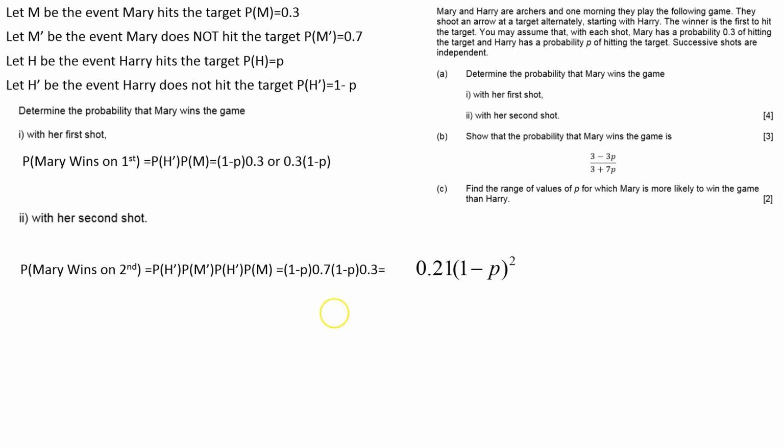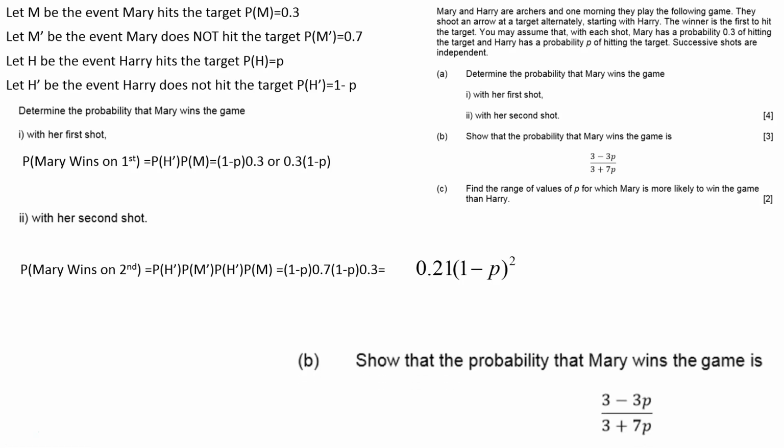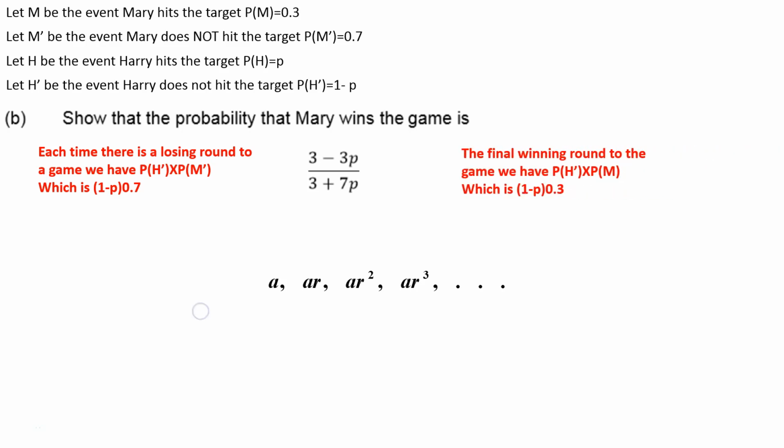So this idea that we have a complete round of failures, which if we proceed for Mary to win on her third game, would have 2 rounds of failures, followed by 1 final successful round for Mary. So this is how we can show the probability that Mary wins the game overall is given by this expression. Each time there is a losing round, we get (1 minus p) times 0.7, and the final winning round for Mary is (1 minus p) times 0.3.